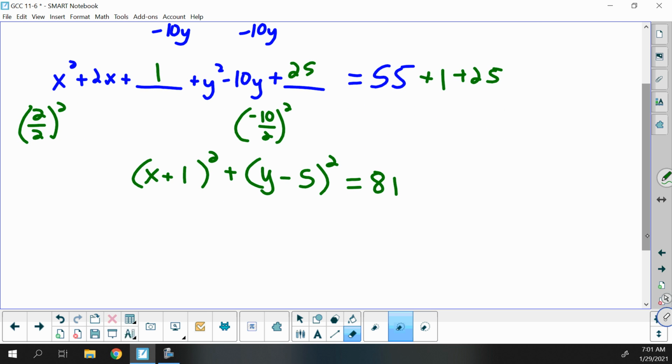Our center, they wanted us to state our center and radius. Our center, we have the opposite signs of what's in our parentheses. So negative 1, positive 5. And our radius is just the square root of what we're equal to. So square root of 81 is 9 because 9 times 9 gives us 81.